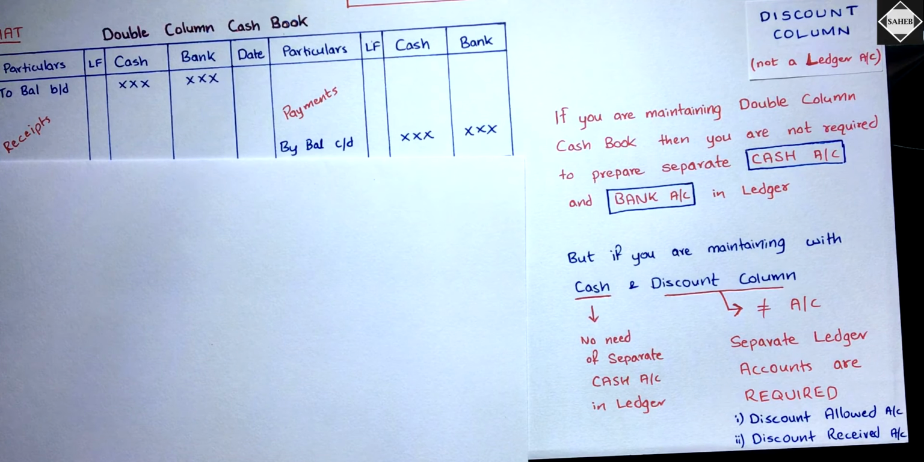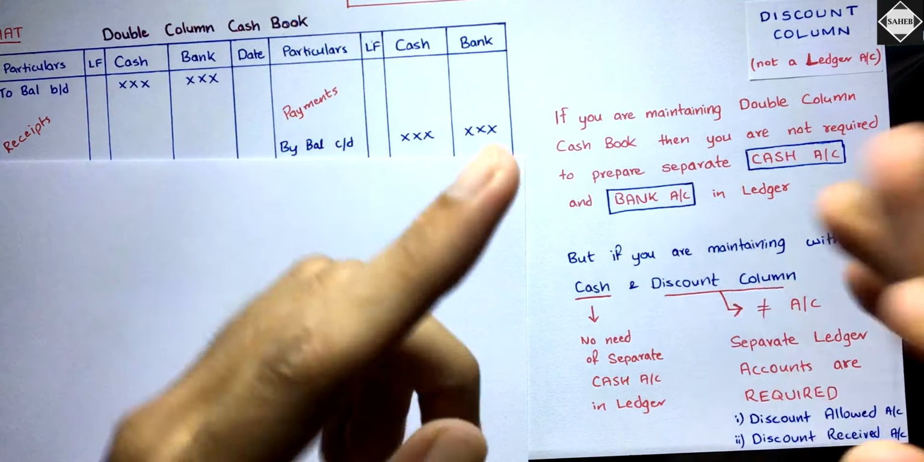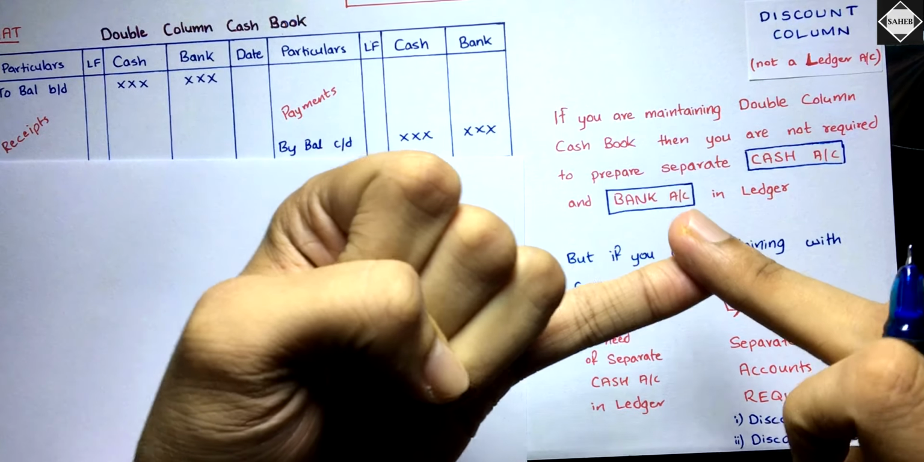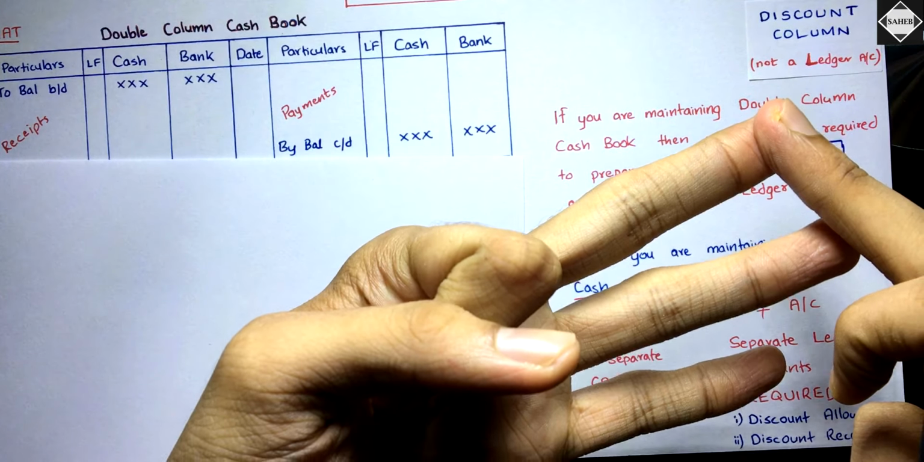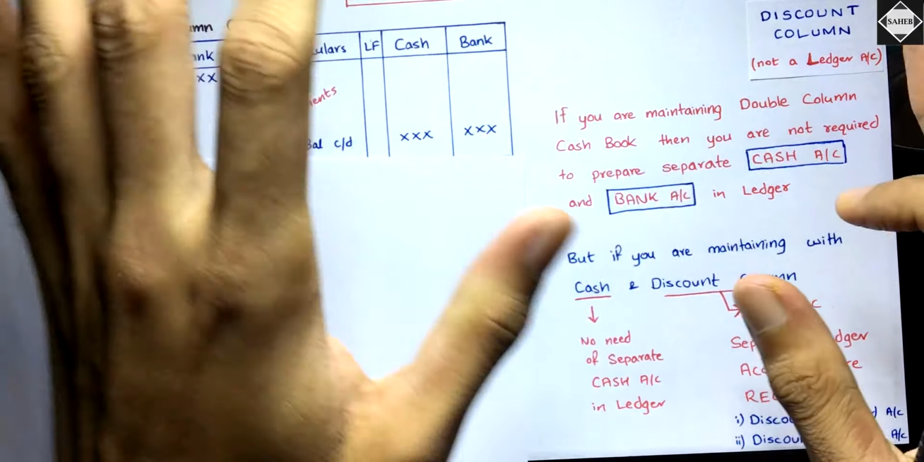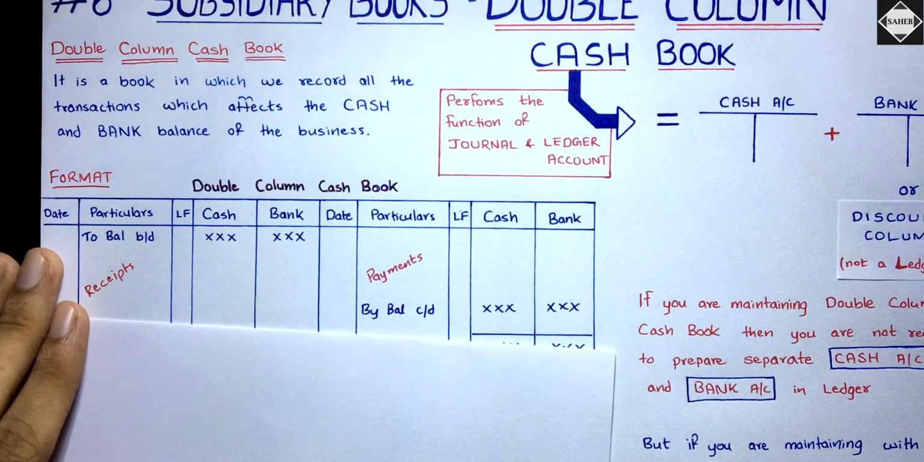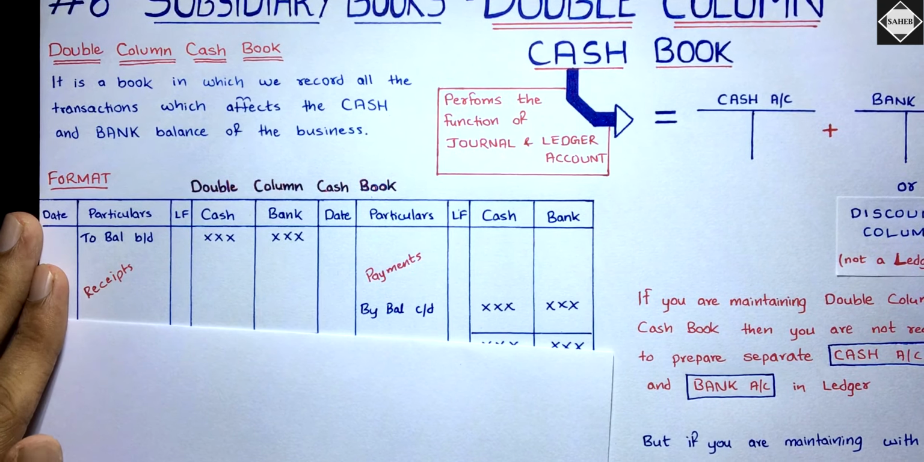And this will also apply in the triple column cash book, where you will have the cash column, bank column, and the discount column. The same concept applies over there also. This entire concept. Okay, so that's the thing regarding double column cash book.